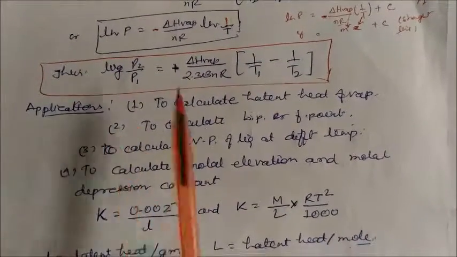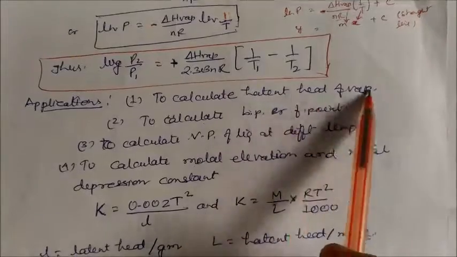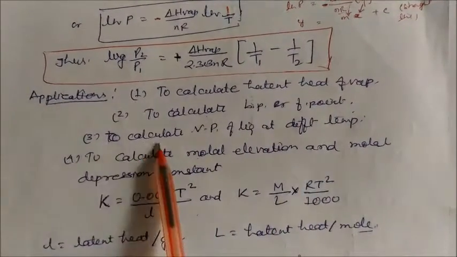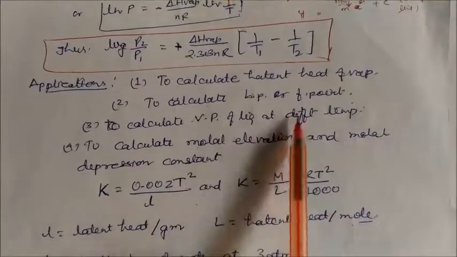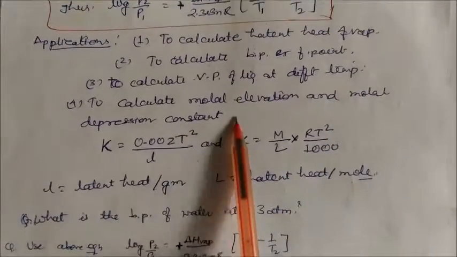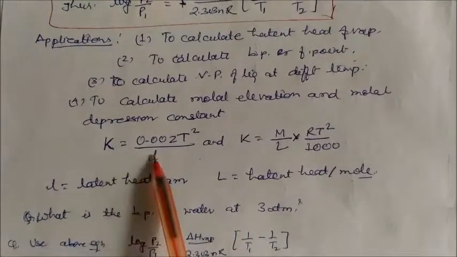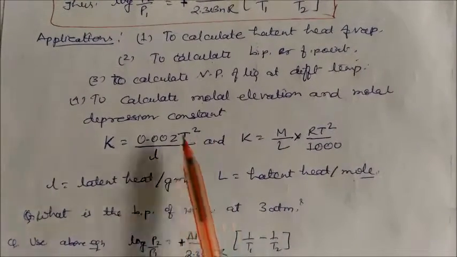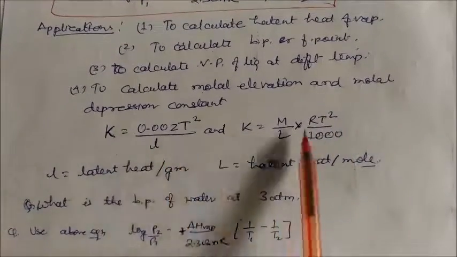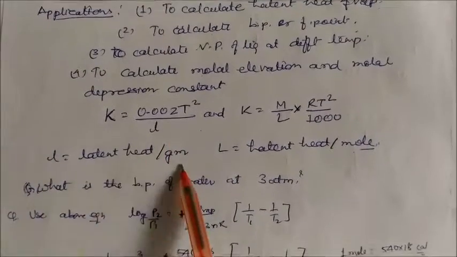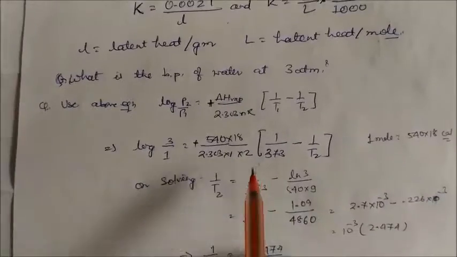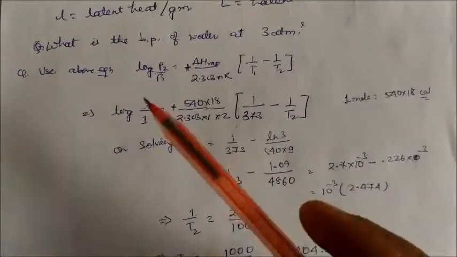Application. This is used to calculate the latent heat of evaporation. You can calculate the boiling point or freezing point. You can even calculate the vapor pressure of a liquid at different temperatures, and calculate the molar elevation and molar depression constants. So this is the K value, 0.002 T square by L, and this is M by L, RT square by 1000. So K has two different values. This small l is latent heat per gram and this capital L is latent heat per mole. So let us see some numericals based on this van't Hoff equation.